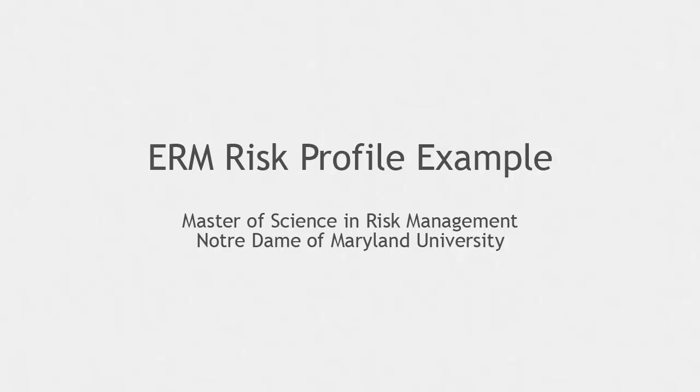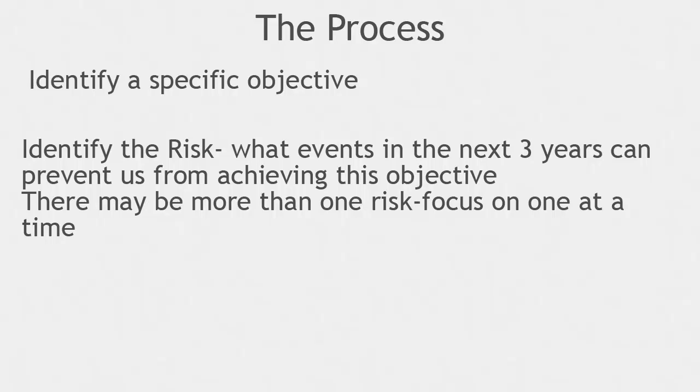In this video, we will look at an example of an enterprise risk management risk profiling activity. Let's consider the overall process, and then we'll look at each step separately. First, you identify a specific objective, then you want to identify risks that can prevent you from achieving that objective. So the second step is to identify the risk.